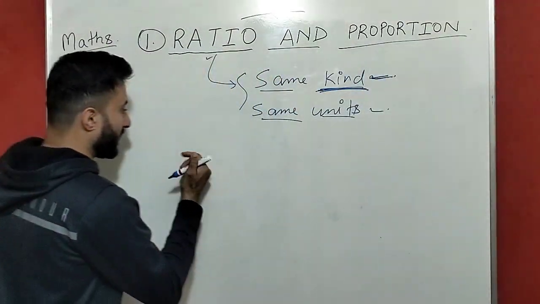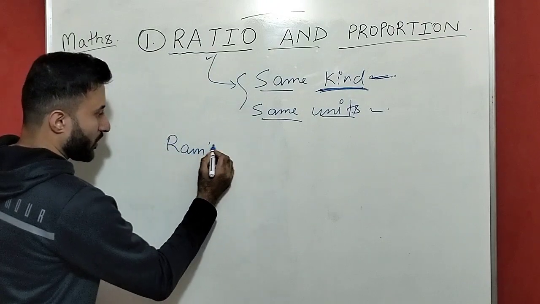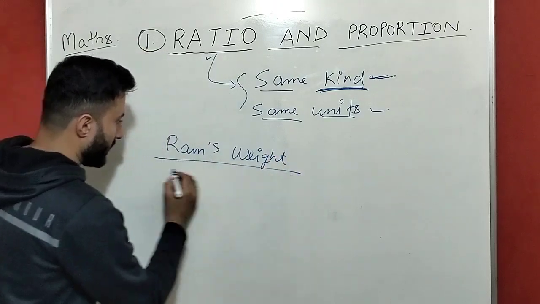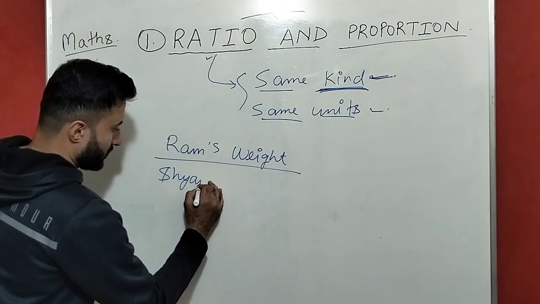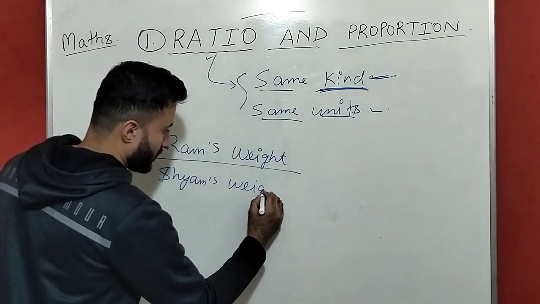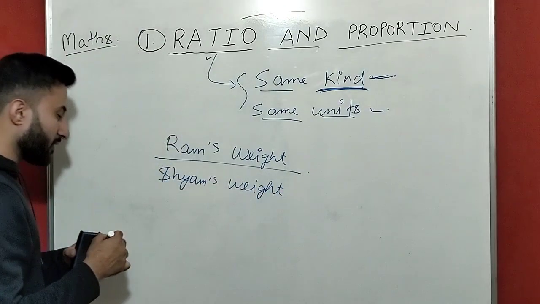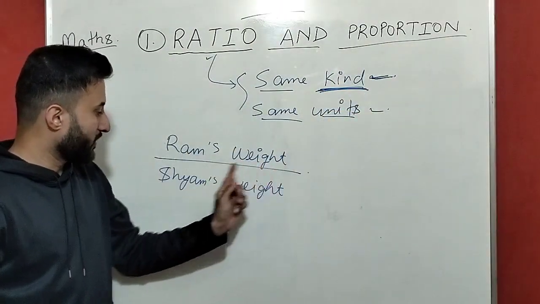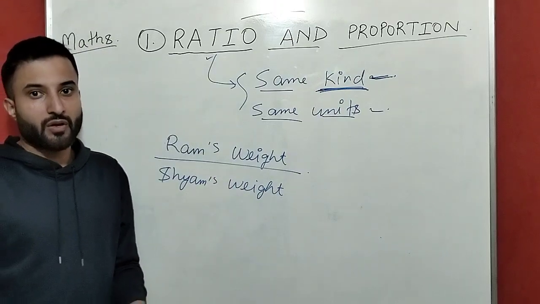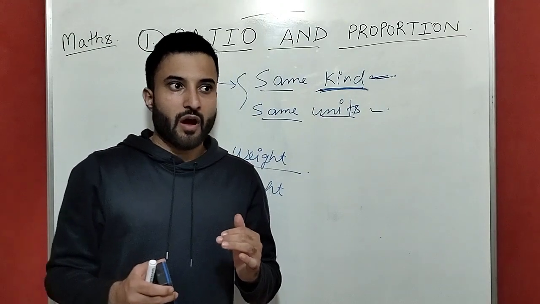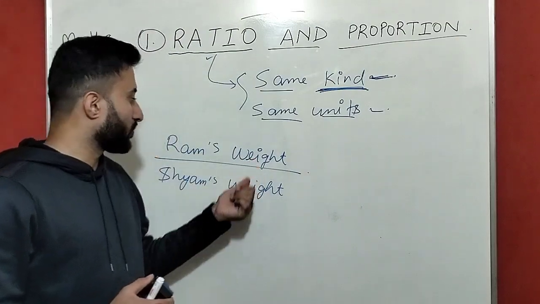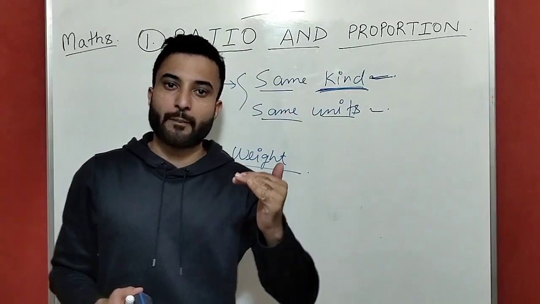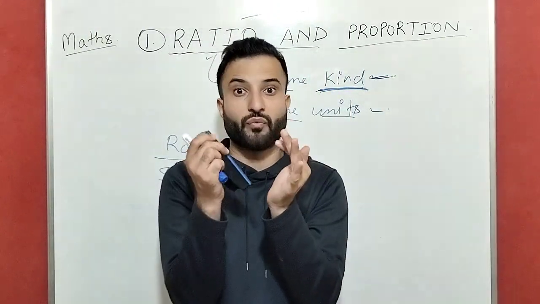Suppose you are taking Ram's weight, then you will take Shyam's weight, okay, then these are of the same kind. Ram's weight, Shyam's weight. Now we can compare. How can we compare? Because here we are talking about both weights. We are comparing Ram and Shyam on the basis of weight.